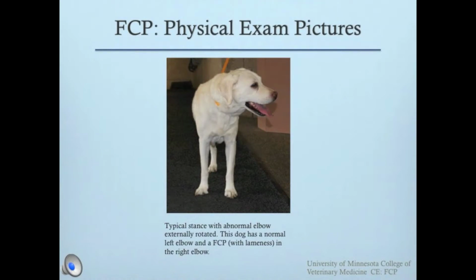This is a photograph of a dog that has a FCP in the right elbow. Notice how the unaffected left leg is pointed straight and the affected right leg is pointed laterally. This is easiest seen at the carpus. Confirm that this asymmetry is a consistent finding before concluding that it is abnormal.